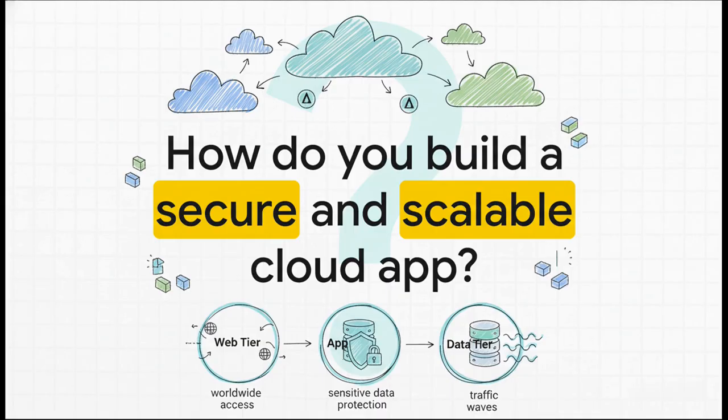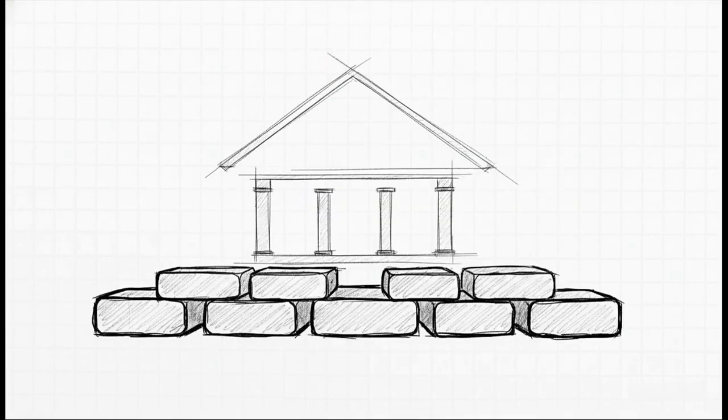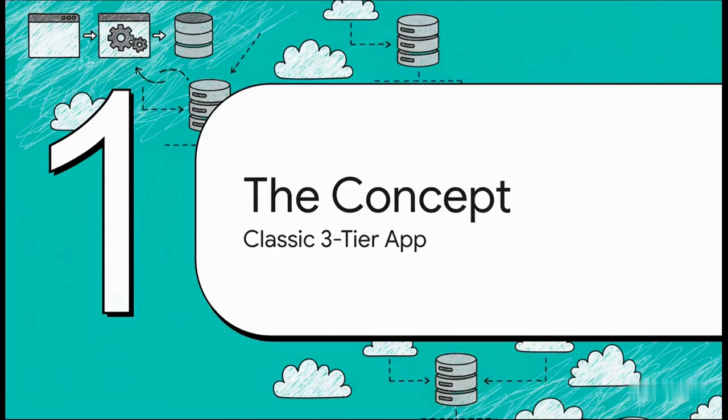It's a big ask. The solution isn't some flashy, brand new technology you've never heard of. Nope. It's a classic, foundational pattern, a pattern that has literally powered the internet for decades. And we're going to build it out together right now from the ground up. Okay, first things first. Before we lay a single virtual brick, we've got to understand the blueprint we're working from. And that is the classic three-tier application.